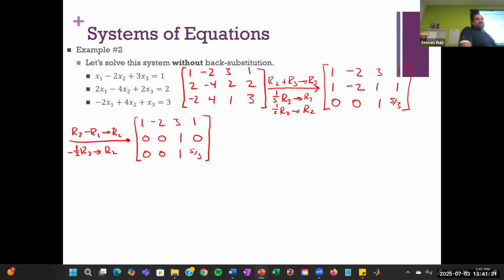So someone's saying this thing has no solutions. Is that true? The bottom 2 rows of this matrix tell me z equals 0 and z equals 5/3. Is it possible for z to be both those things? No.